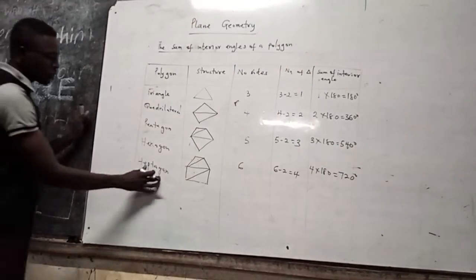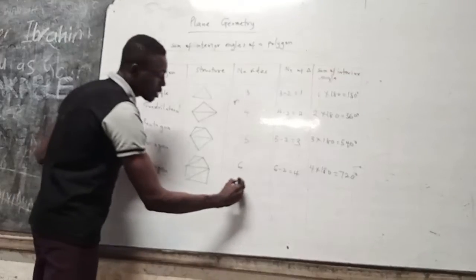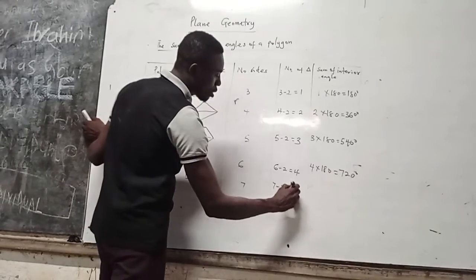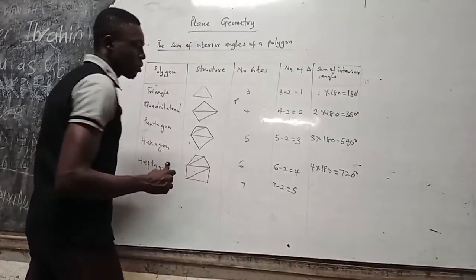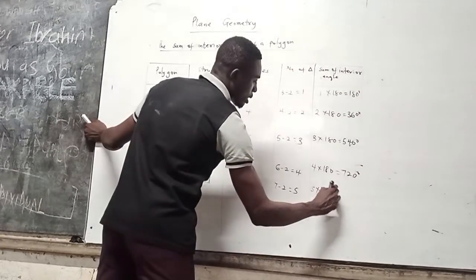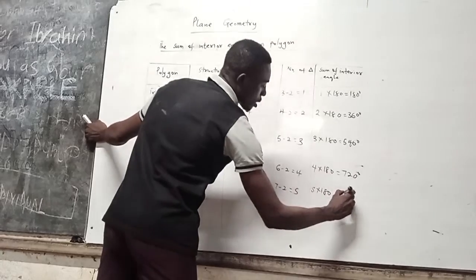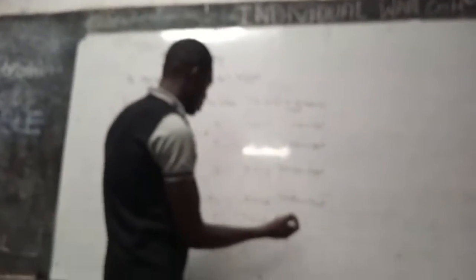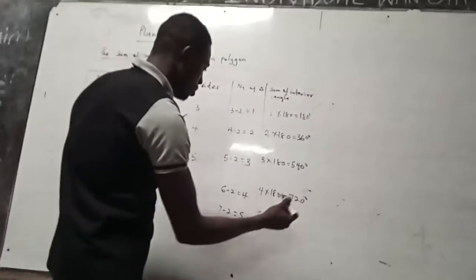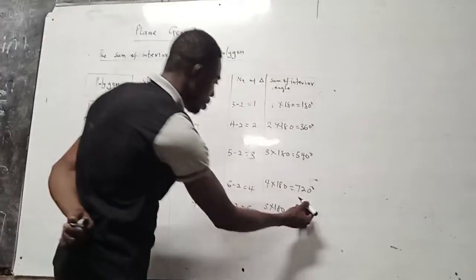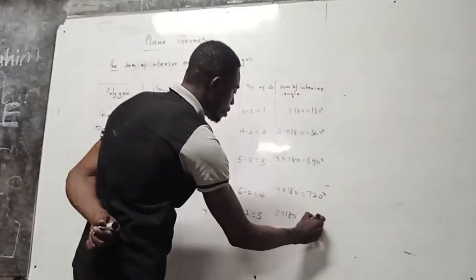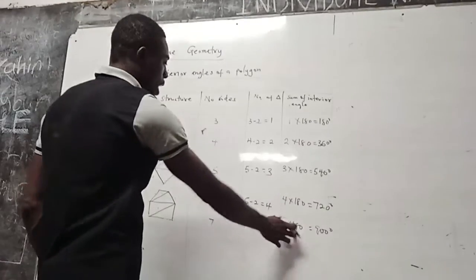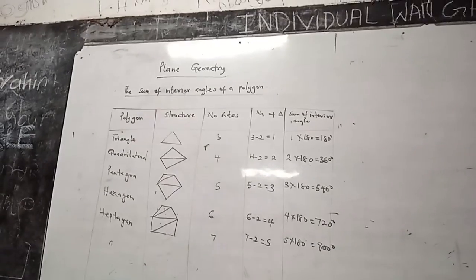If you take the heptagon also, you draw it. How many sides? Heptagon is 7. So 7 minus 2 is what? 5. So 5 times 180 degrees. If you add another 180 to the previous one, this one is going to be 900. So 5 times 180 gives you 900 degrees.